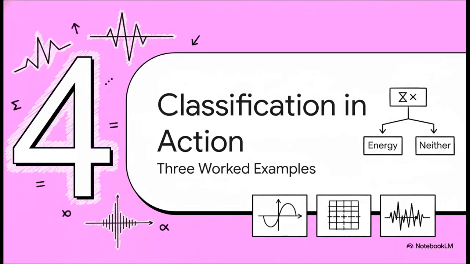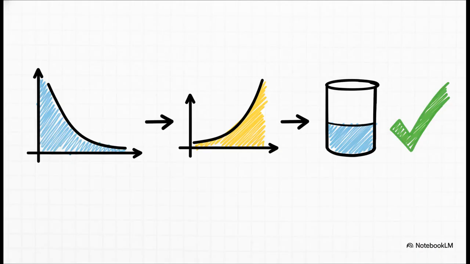Theory is great and all, but let's make this real. We're going to apply these formulas in that classification table to three different signals that you are pretty much guaranteed to see in your coursework. First up, the decaying exponential, e to the minus t times the unit step.